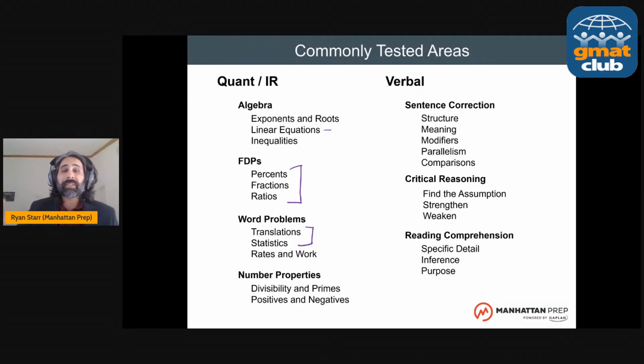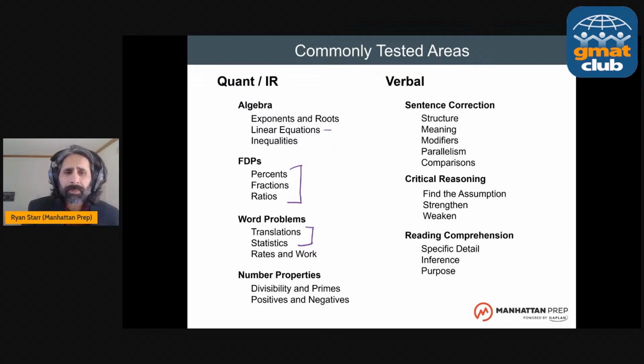Coordinate geometry is kind of on the same level as probability and combinatorics, right? So we didn't list every topic here that could be tested. We listed the topics that are pretty commonly tested here, and coordinate geometry is not one of them. You're getting probably 0 on any given exam, maybe 1. Same with combinatorics, combinations and permutations. Same with probability. I know those areas worry a lot of people. They don't come up a huge amount.